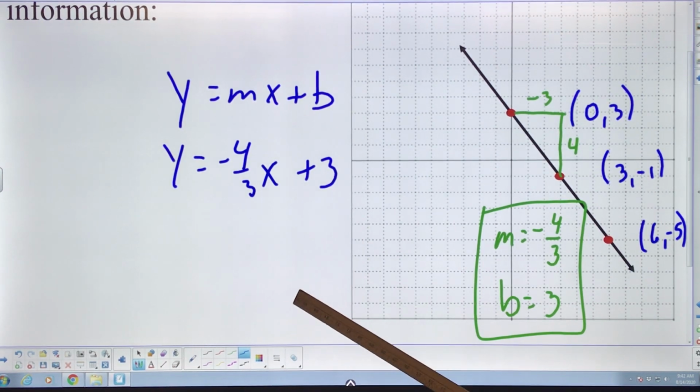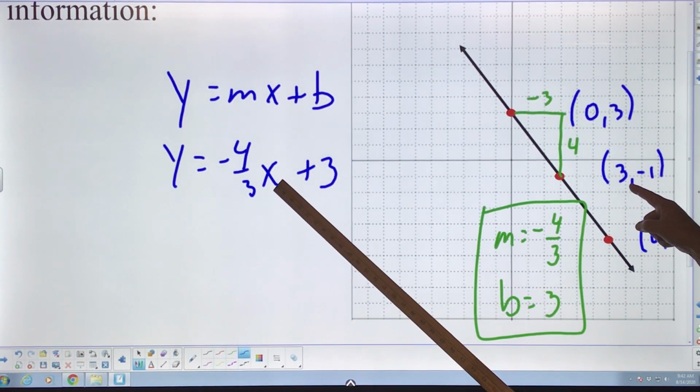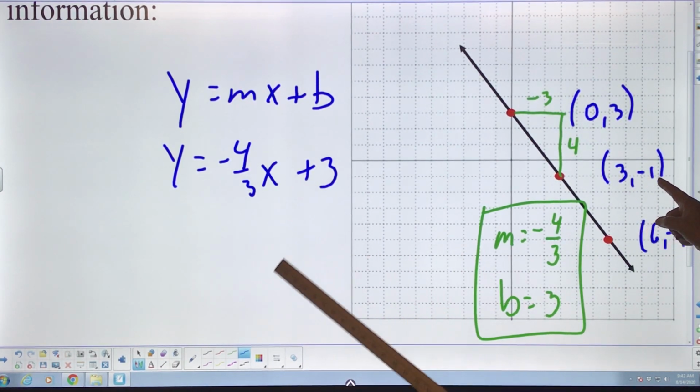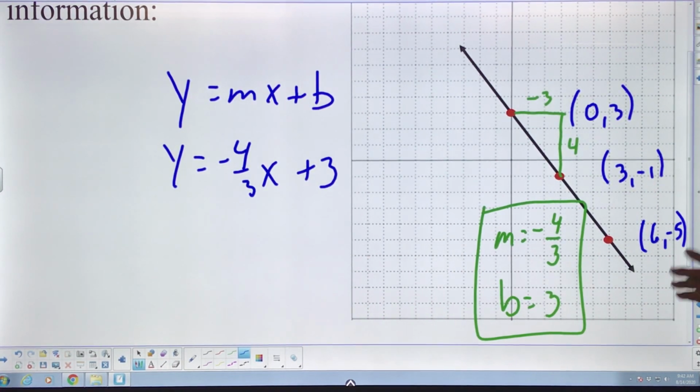Now I could check, like I could put the 3 in there, and the 3's cancel. Got -4 plus 3. What is -4 plus 3? -1, yay. I can do the same thing, I check those.